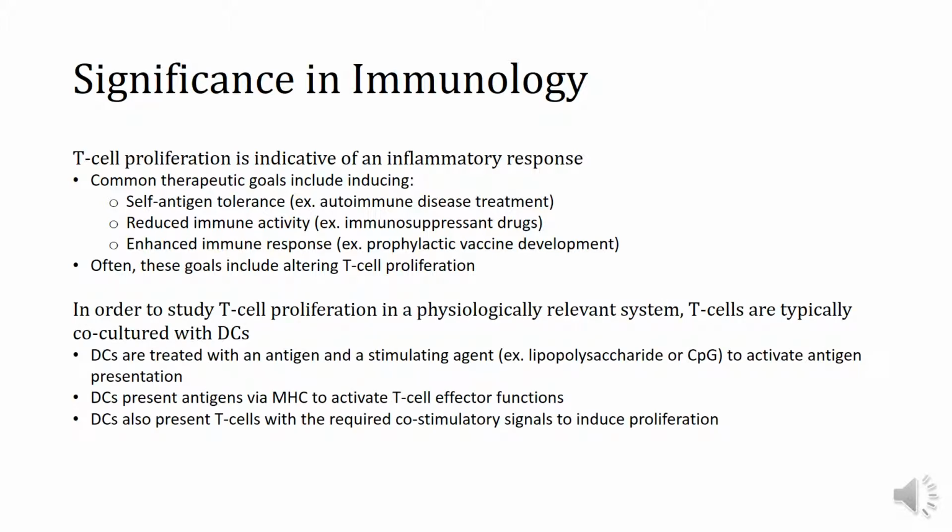In order to have a physiologically relevant model, T cells need to be co-cultured with dendritic cells. Dendritic cells are exposed to the antigen and a stimulating agent, and that activates antigen presentation. Once these antigens are presented by the dendritic cells using the major histocompatibility complex, that activates the T cell effectors. And dendritic cells also present all the required co-stimulatory signals that induce proliferation.